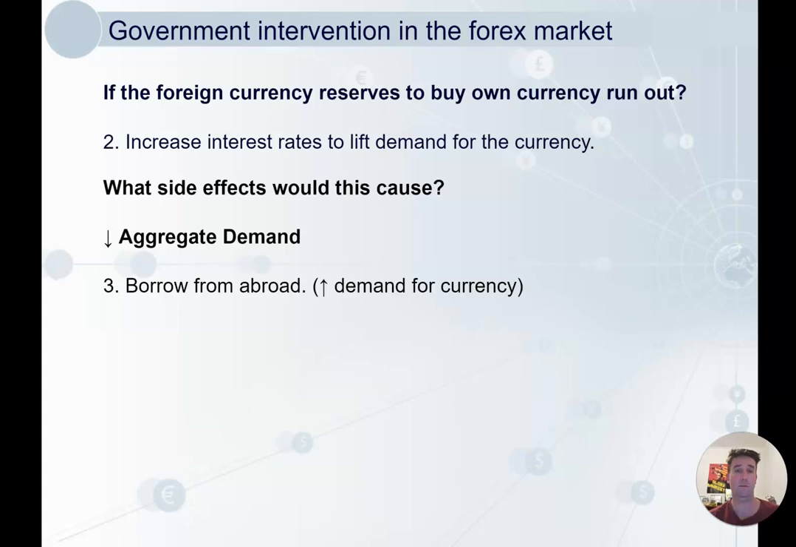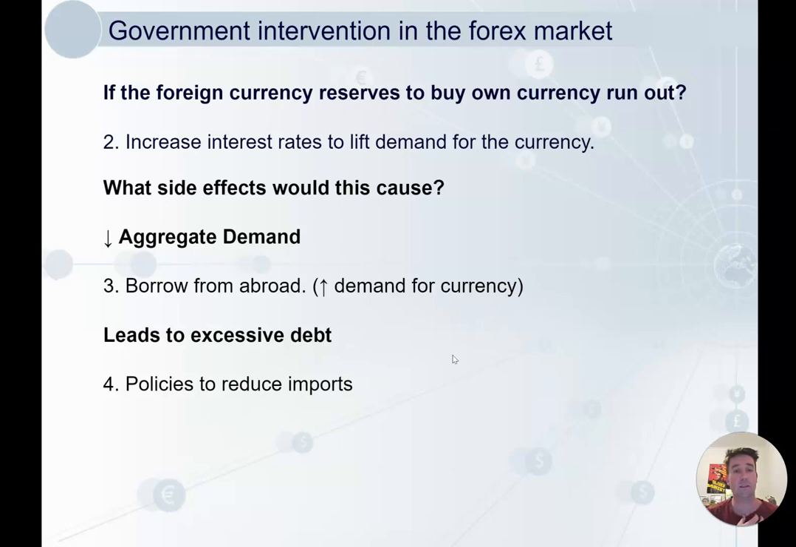Another way that we could buy our own currency is we borrow money from overseas. So the central bank can borrow, let's say you borrow $1 billion US. Those US dollars have to get turned into Australian dollars. So that increases the demand for Australian dollars. So you can do that. That, however, can lead to debt. That debt has to be repaid. So if you borrow that money, you've got to pay interest on it, right? So we don't love doing that.